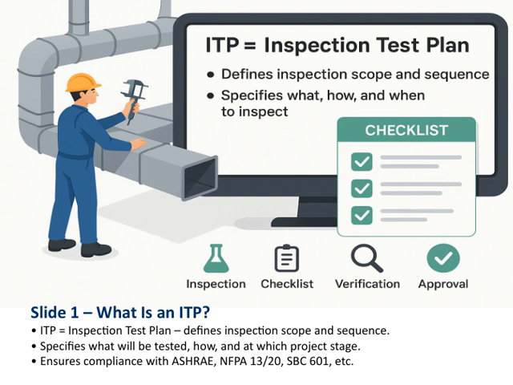We'll also see how it helps us comply with key standards like ASHRAE, NFPA 13 and 20, and SBC 601. To make this clearer, I'll give you an example related to duct fabrication, showing how an ITP guides inspection of materials and assembly before approval. Throughout the presentation, you'll notice icons representing inspection, checklists, verification, standards, and approval, which will help us understand each step. So let's get started and see how an ITP keeps our projects on track and compliant.